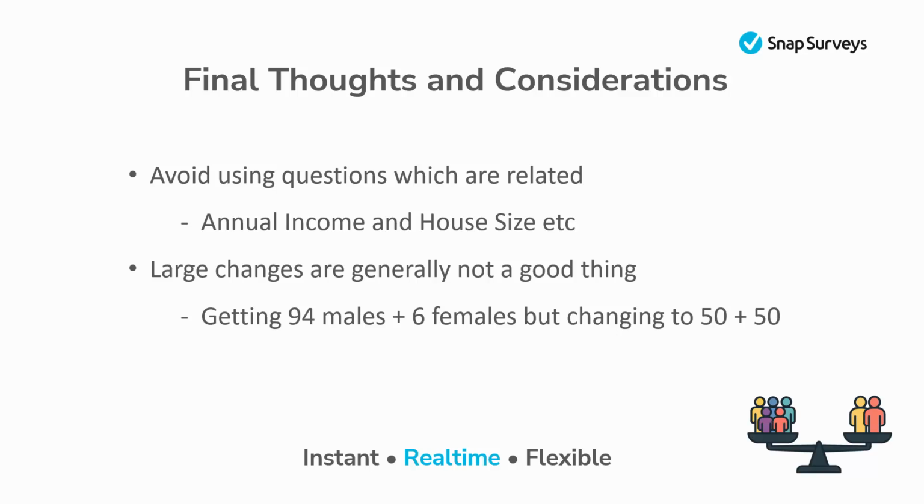And as I've said quite a bit today already, avoid large increases in values. So if you've got 96 males and only 4 females, you don't really want to be making it a 50-50 split, because you're just giving too much power to those 4 females and probably making huge assumptions. Remember, we need to use that power responsibly.